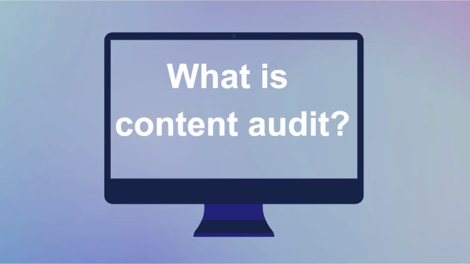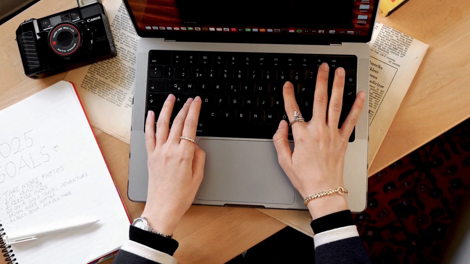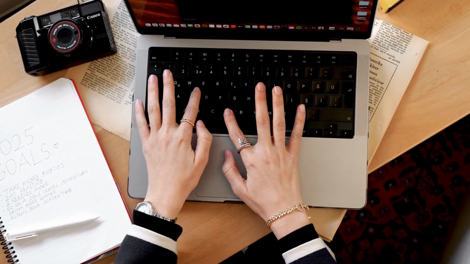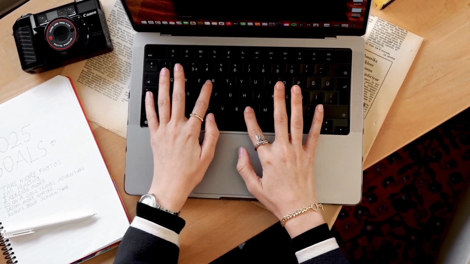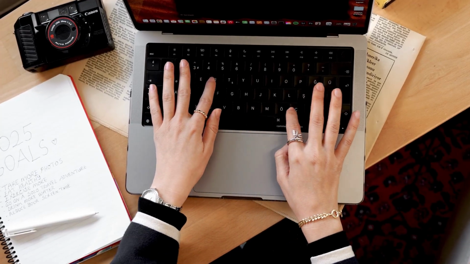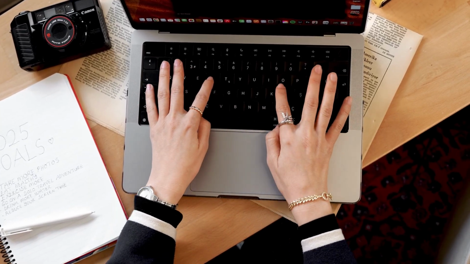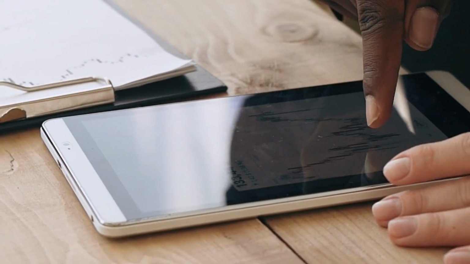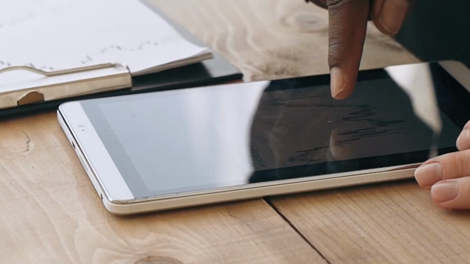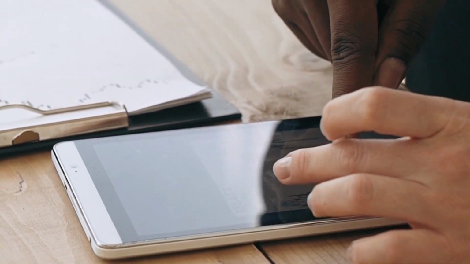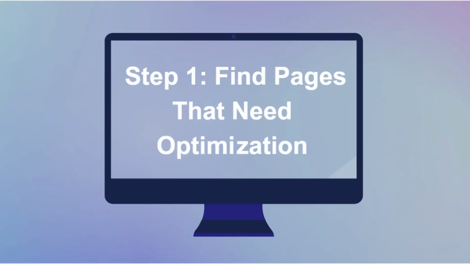Now, let's simplify this. A content audit is basically you reviewing your content and asking, what's working, what's getting ignored, what can actually be used by AI? Because here's the truth. You might already have good content, but if it's not structured properly, it's useless for AI overviews.